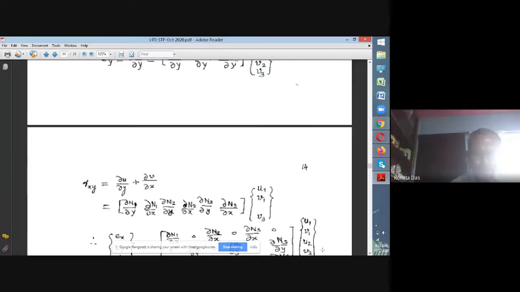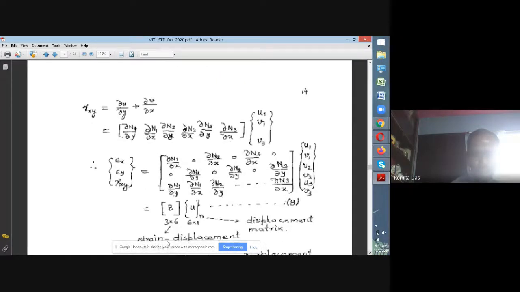So what I wanted to finally tell you is that this B matrix is just going to give you B1, this is going to give you B2, this is going to give you B3, and this is going to give you C1, C2, C3. So finally, you see that it is going to be B1 0, B2 0, B3 0, then 0 C1, 0 C2, 0 C3, and then C1 B1, C2 B2, and C3 B3.